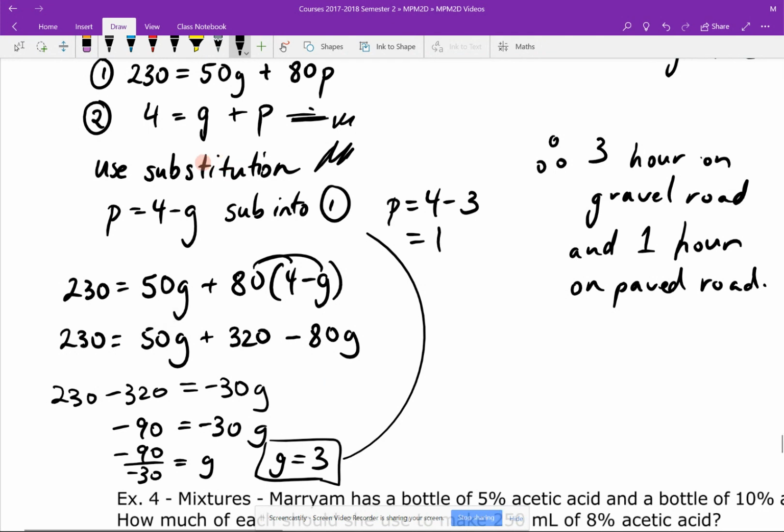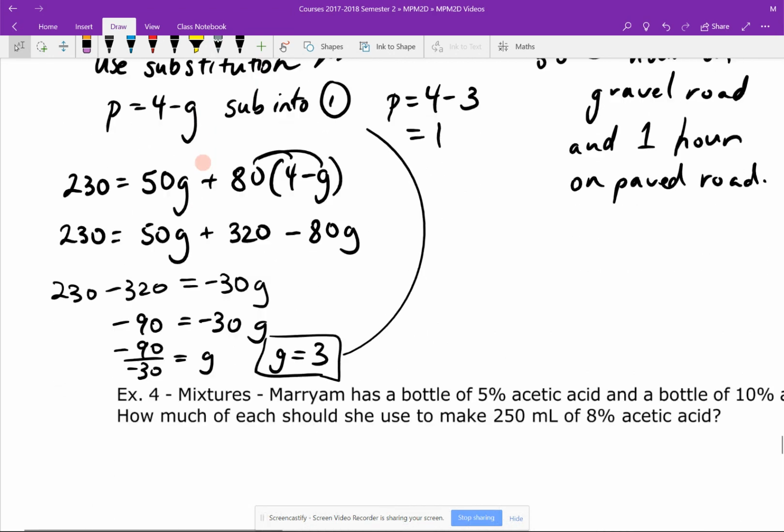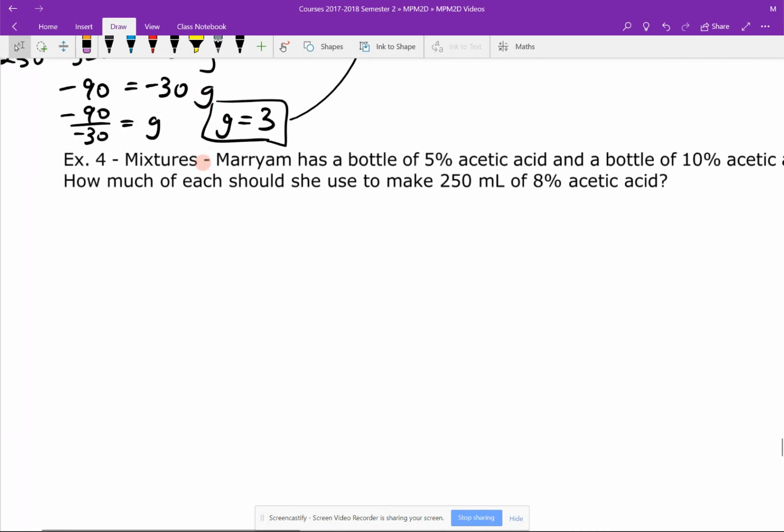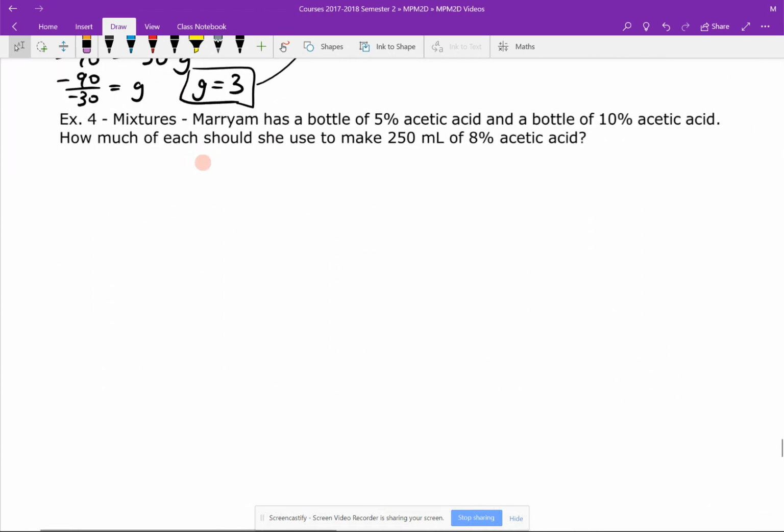Let's look at one more, a little chemistry question on mixtures. Miriam has a bottle of 5% acetic acid. When we talk about percentages, we mean the concentrations. And a bottle of 10% acetic acid. Acetic acid is just vinegar, the chemical name for it. Different concentrations can have certain acidities, which can be toxic too, so be careful. How much of each should she use to make 250 milliliters of 8% acetic acid?